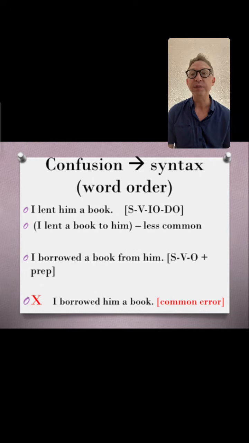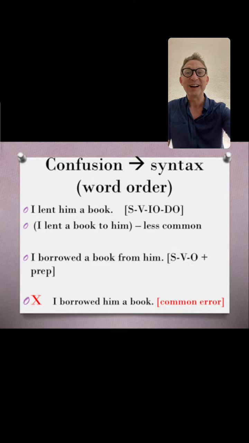I think you can do it a few ways, but lending him is subject, verb, indirect object, direct object. I borrow a book is subject, verb, object, plus prepositional phrase. I borrowed a book from him. I lent him a book. Now, we're going to practice this. I would like you to try.